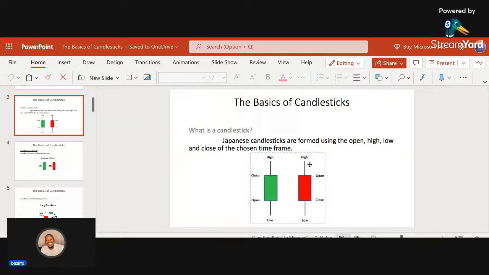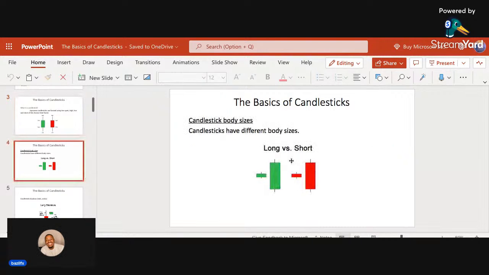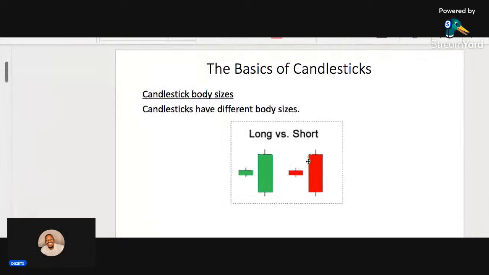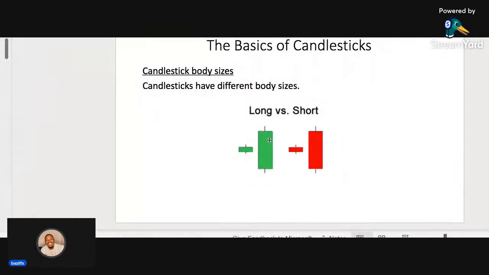So as I'm continuing, the candlestick has two components: the body and the wick. This is the body, this is the wick. Then when you jump to this, candlesticks have different sizes, as you can see. Remember, the green ones represent bullish and the red ones represent bearish. So we have candlesticks that have different body sizes.